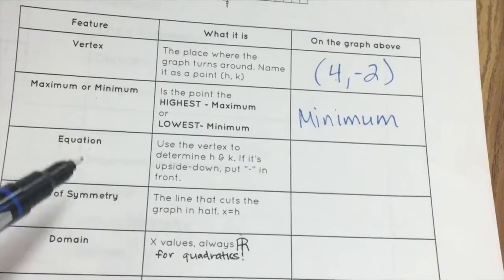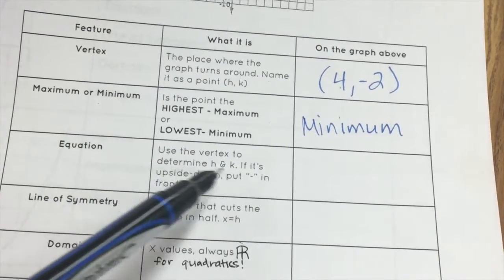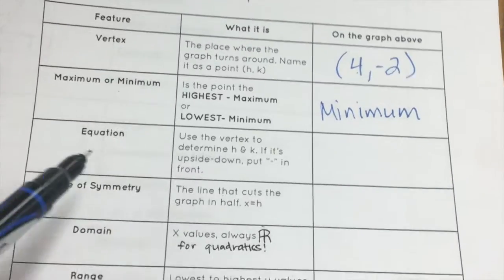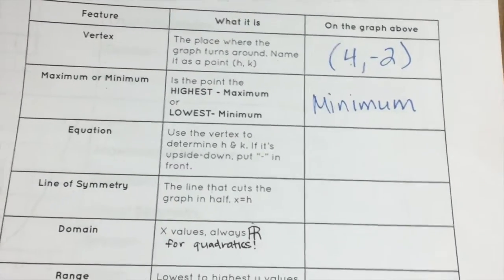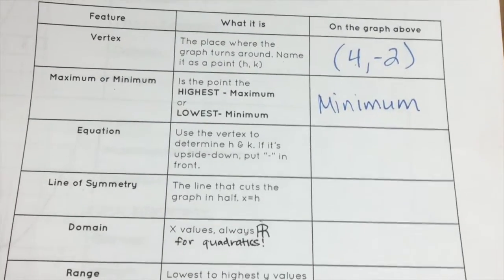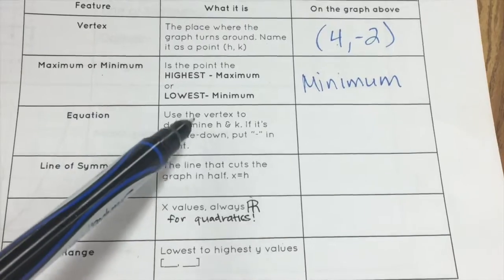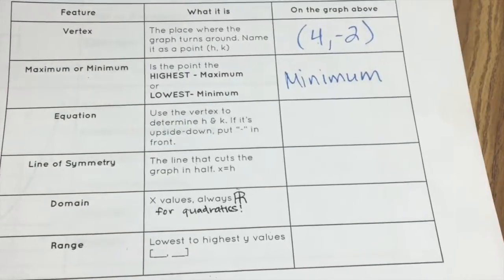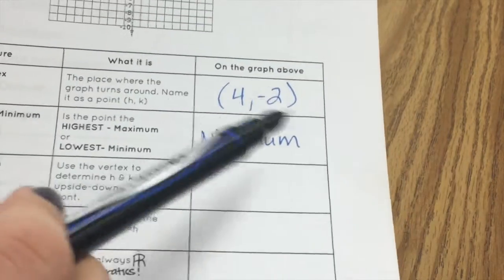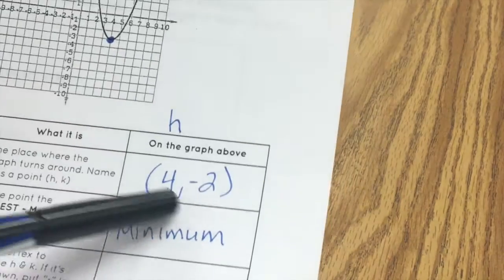Okay, next is the equation. So you use your vertex to determine h and k. If it's upside down, you put a negative out front. So of all of the parts of these notes that are new for you to learn today, this is the part of class where I teach you the thing. The equation is the new part of today's class. So look at your vertex. This value is going to be h, the x value, and the y value is going to be k.